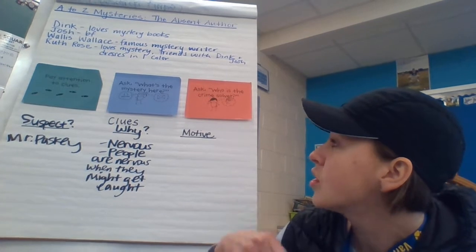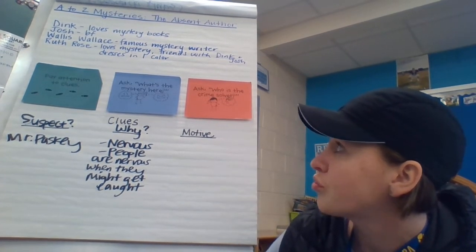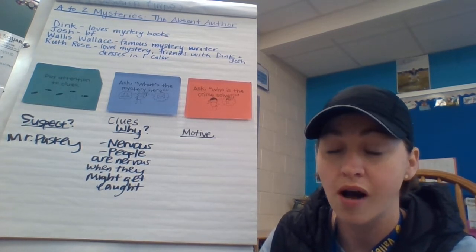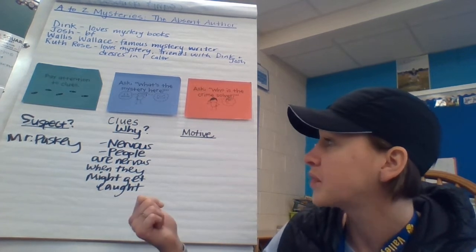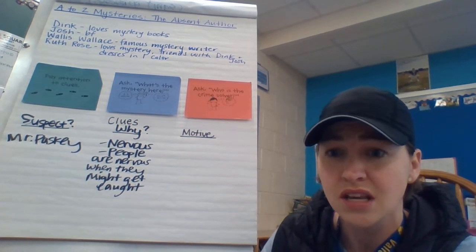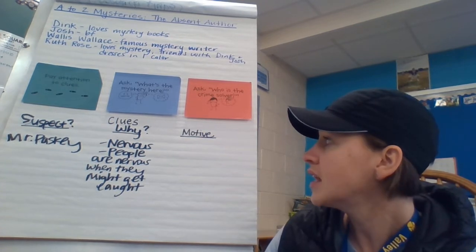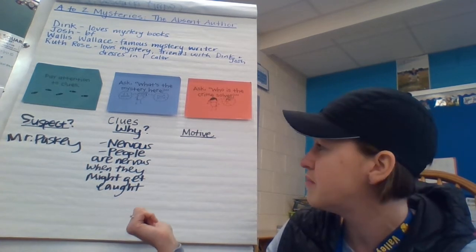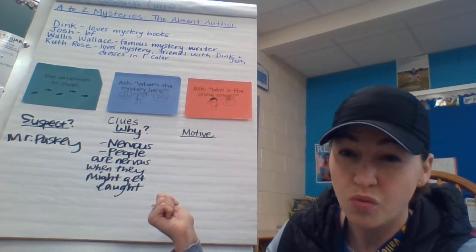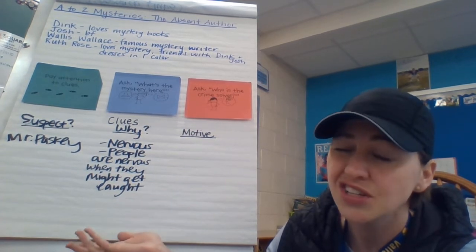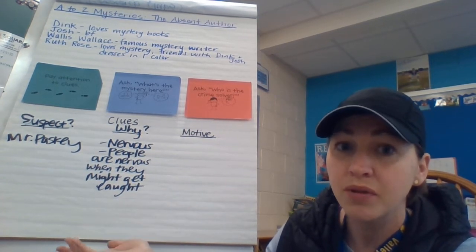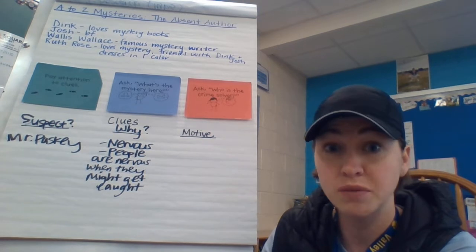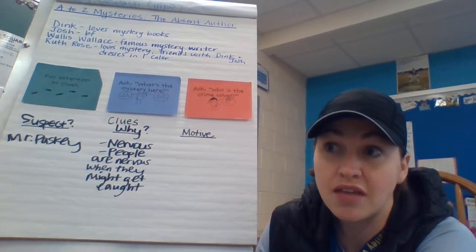So we have Dink, right? He and his friends, Josh and Ruth Rose, are at the bookstore, hoping and waiting for Wallace Wallace to come meet with everybody. Mr. Paskey, the gentleman that works there, is really nervous because Wallace Wallace isn't coming. So we have to think about, is Mr. Paskey a suspect because he's all nervous? Does that mean he maybe had something to do with Wallace Wallace being missing? Or is he just nervous because all of these people are there waiting to see Wallace Wallace and he's not there? That would be kind of frustrating if you're working at the bookstore and all these people are there ready for something to happen.